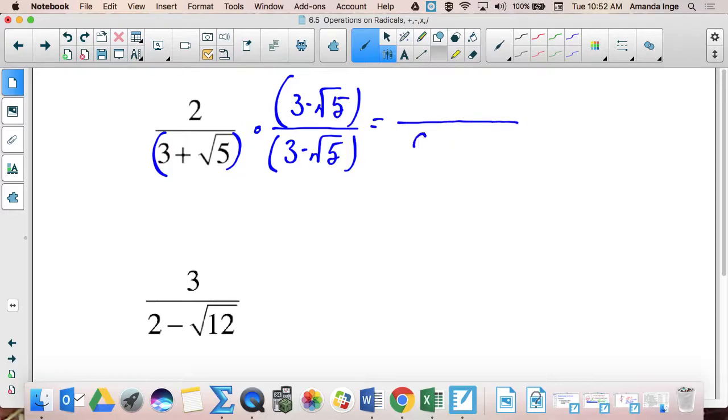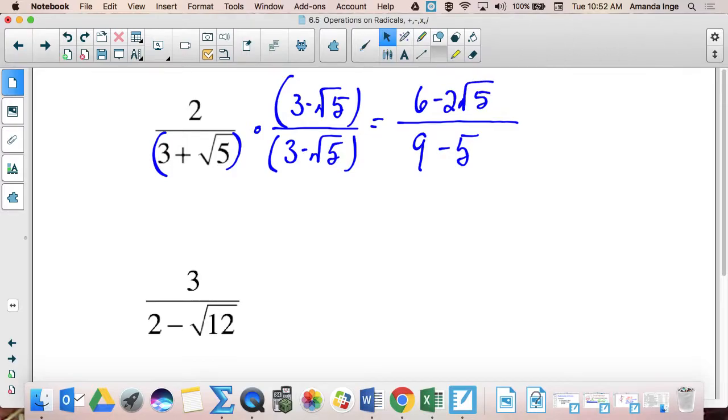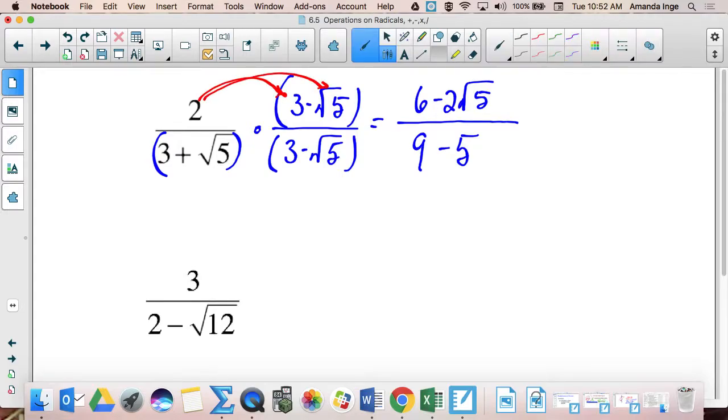So in the denominator, I'm going to get 9 minus 5. Numerator: 2 times 3 is 6, minus 2 square roots of 5. So you multiply this times 3, and then this times the square root, and I FOIL the denominator. So I get 6 minus 2 square roots of 5 over 4. That's really not in simplest form because I can divide 2 into 4 and get 2, into 6 and get 3, and into 2 and get 1.